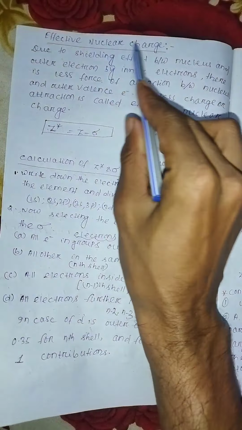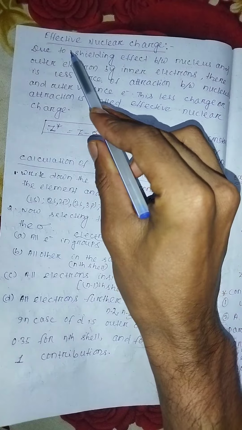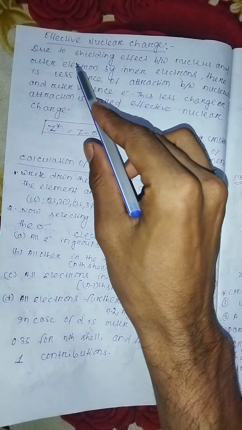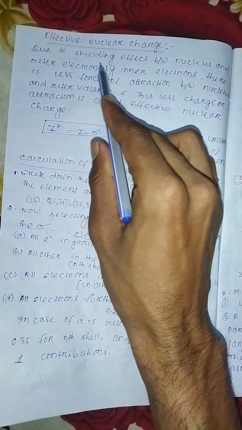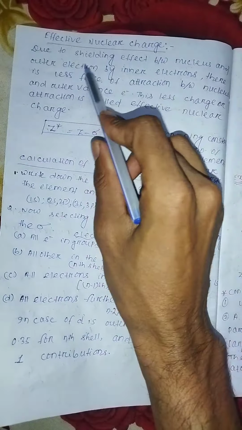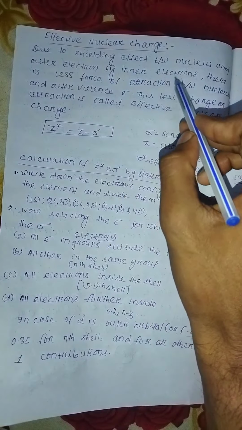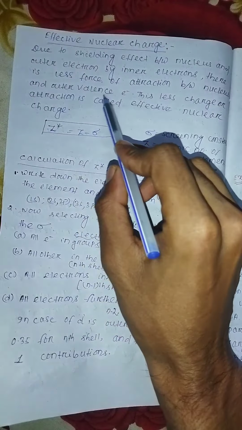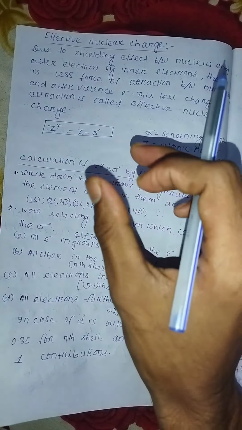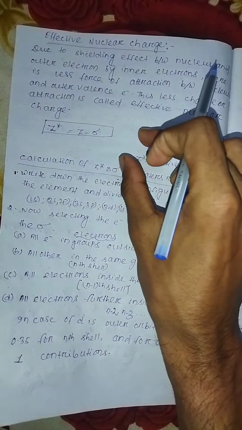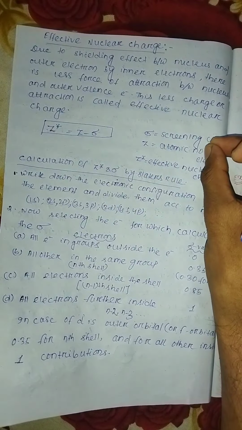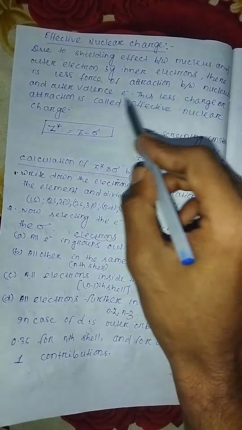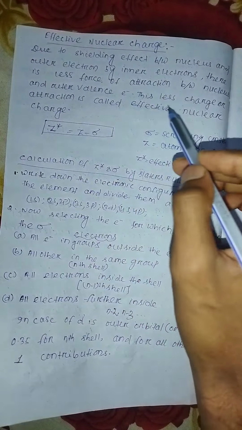Then go to effective nuclear charge. What does it mean? You have read and understood the shielding effect. Due to the shielding effect of inner electrons between the nucleus and the outer electron, there is less force of attraction between the nucleus and the outer valence electron. You know that due to the shielding effect, the force of attraction between the nucleus and the outermost electron somehow decreases. This reduced attraction is called effective nuclear charge.